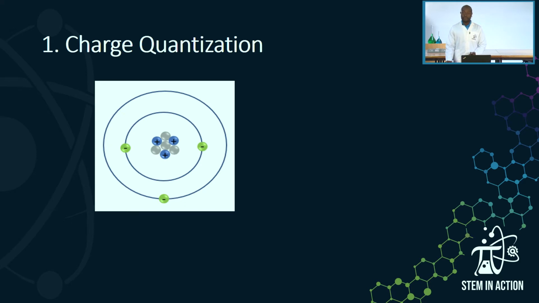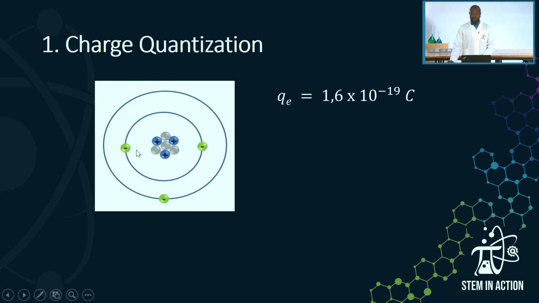On charge quantization, you would remember this image. It's an image of an atom. In this case, it's an image of a lithium atom. And if you look at it, you would remember that we have got the nucleus, which has got positively charged protons and also neutrally charged neutrons. And then we have got our electrons, which are negatively charged. And the charge of an electron is 1.6 times 10 to the power of negative 19 coulombs.